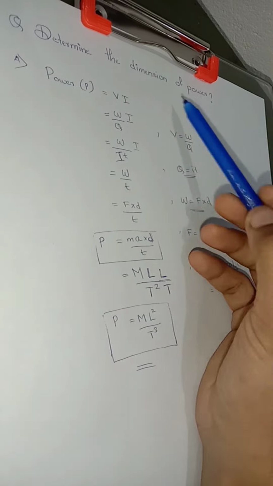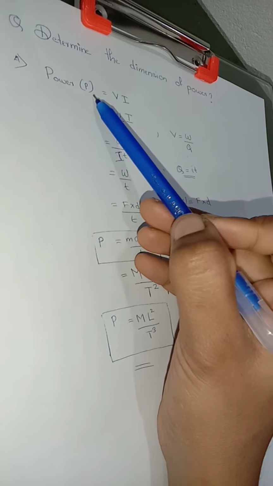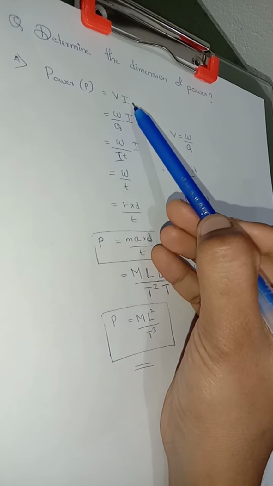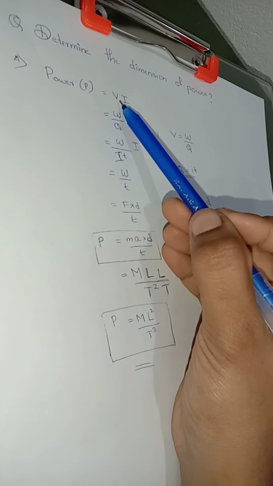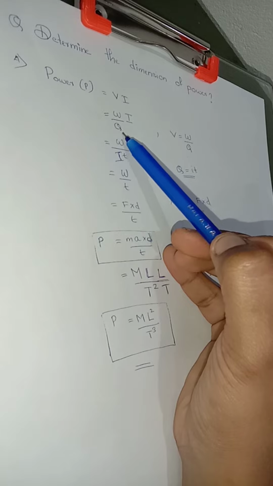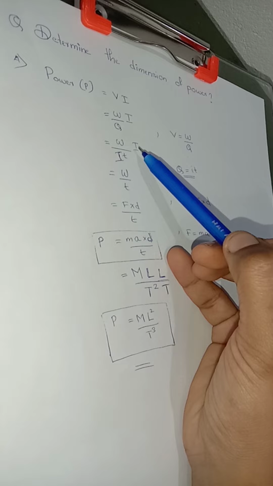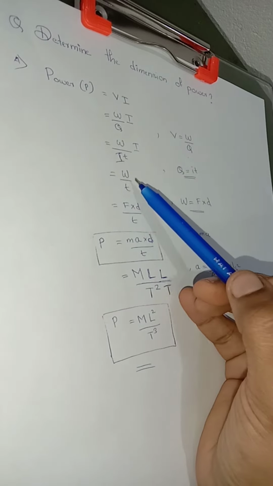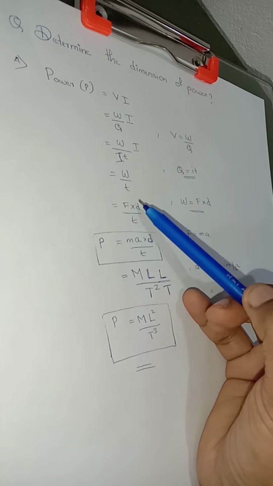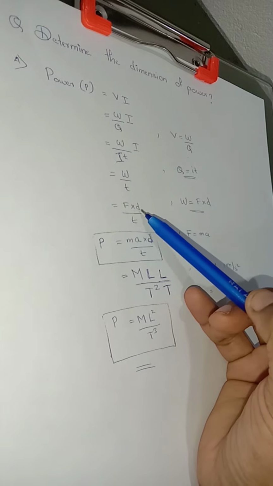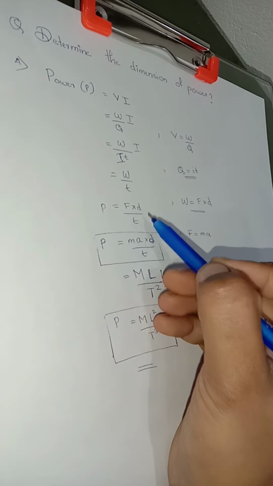So once again, for finding the dimension of power, first we have to write the equation for power. So we know that power is equal to voltage into current. So instead of voltage, I am writing voltage is equal to work or energy by charge. For charge, I am again substituting that charge is equal to I into T. So this I and this I get cancelled. So now the equation becomes work by time. Now we have to substitute for work. That is, work is equal to F into D, that is force into displacement. So now the equation of power becomes P is equal to force into displacement by time.